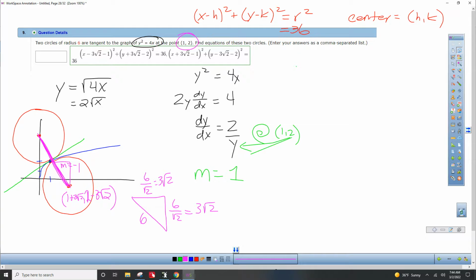Okay, and this one right here must be, let's see, (1 minus 3 radical 2, 2 plus 3 radical 2). And then that is what you get for the solution. So, man, tough problem. I hope this helps.